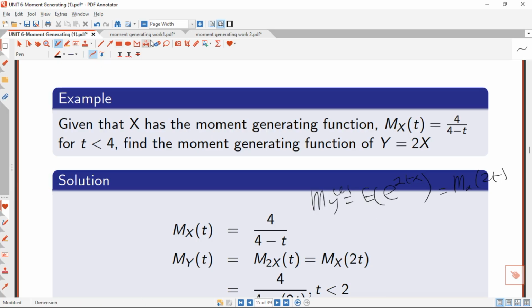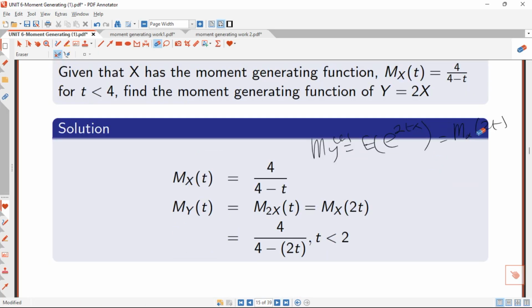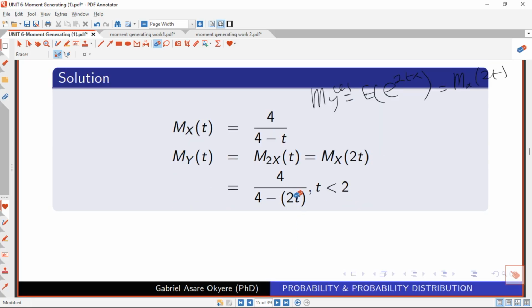And for M_X of 2t, that means that anywhere we see t, we are going to replace it with 2t. So that is what has been done here. Anywhere we see t, we replace it with 2t, and that is what we have done here. And then the limit is that t must be less than 2. So that is the explanation to that.